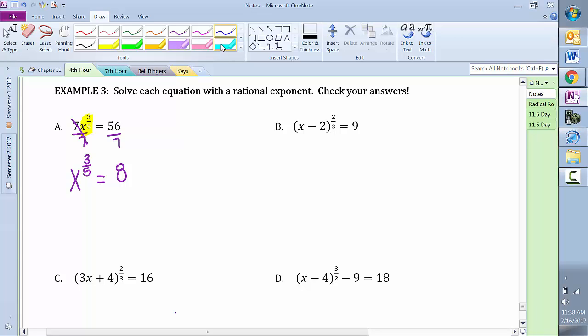Okay. In order to get rid of this, it's not too difficult. You just have to remember the trick. You always want to take the reciprocal. Remember, that's just the fraction flipped. So when we flip this, we get 5/3 instead of 3/5. So this is what we're going to do to both sides. Raise it to the 5/3 and raise it to the 5/3.